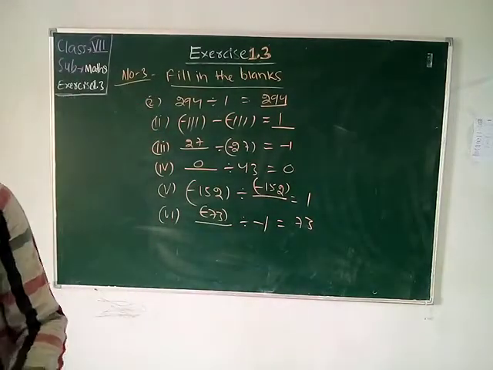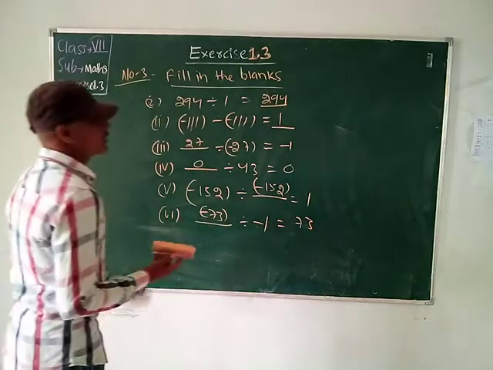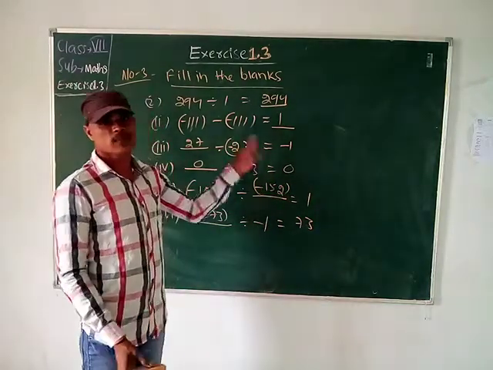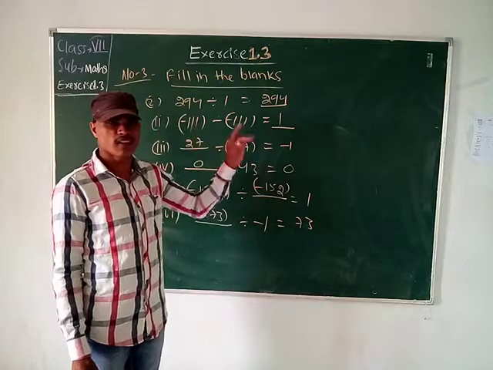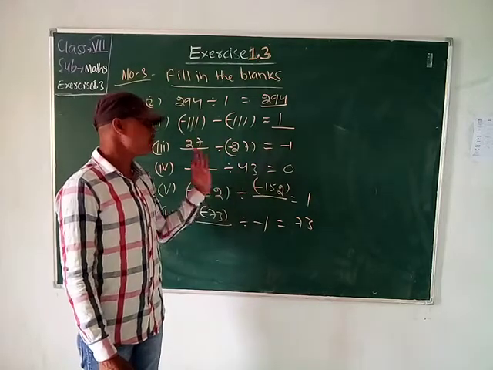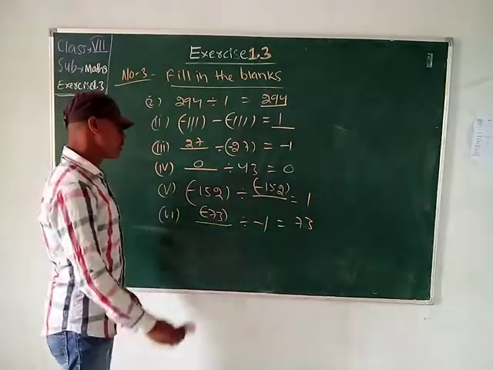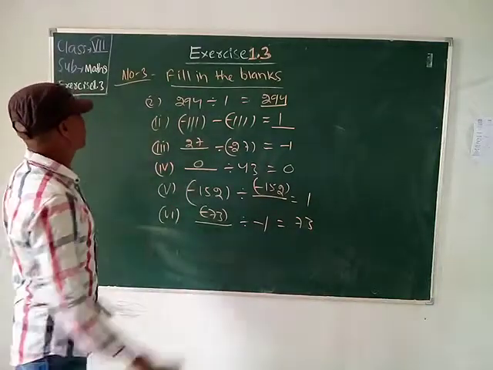Clear? Keep it in mind: dividing by 0, dividing by 1, and dividing by itself. If you divide a number by itself, the answer is 1. If you divide a number by 1, the number is the same. If you divide 0 by a number, the answer is always 0. Clear about it? Now we will do number 4.